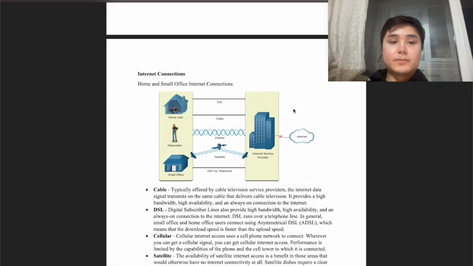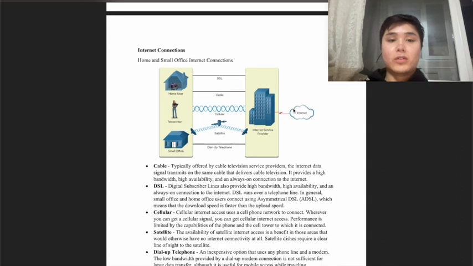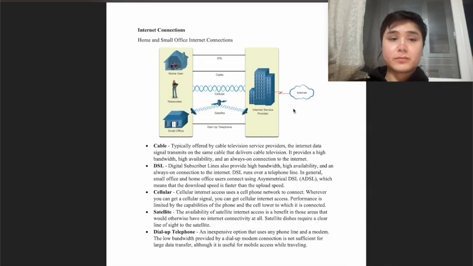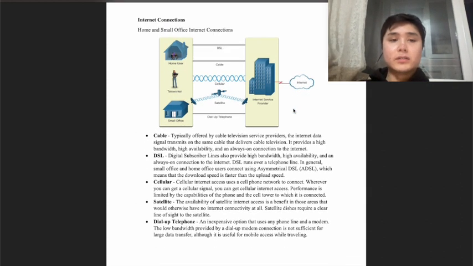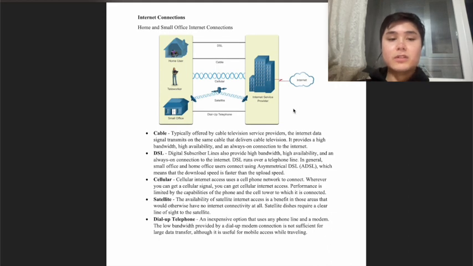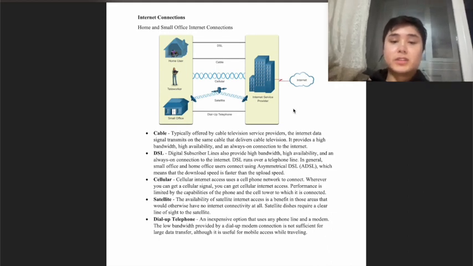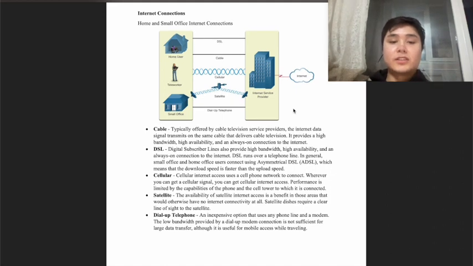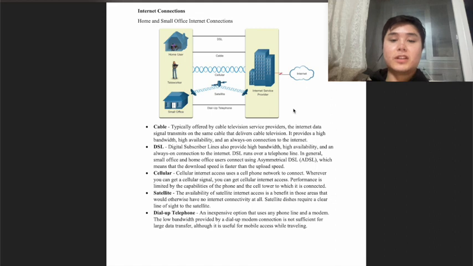Internet connections. Home and small office internet connections. So there is cable, typically offered by cable television service providers. The internet data signal is transmitted on the same cable that delivers cable television. DSL, which stands for digital subscriber line, also provides high bandwidth, high availability, and an always-on connection to the internet.